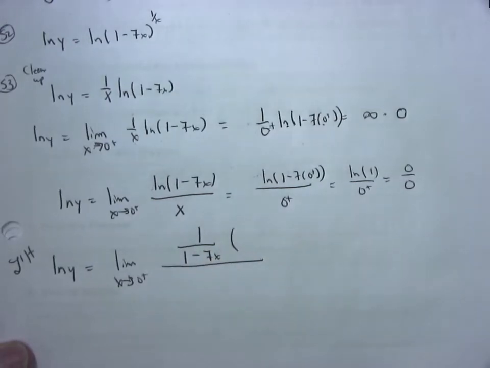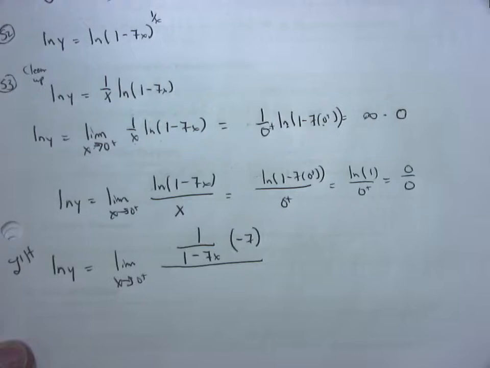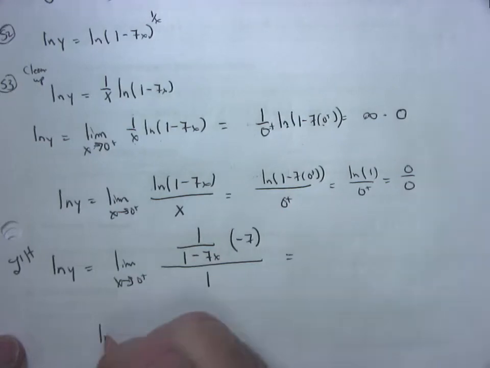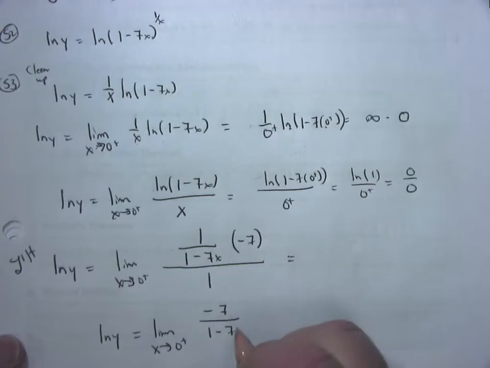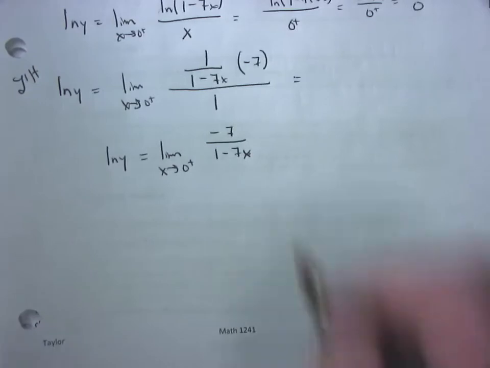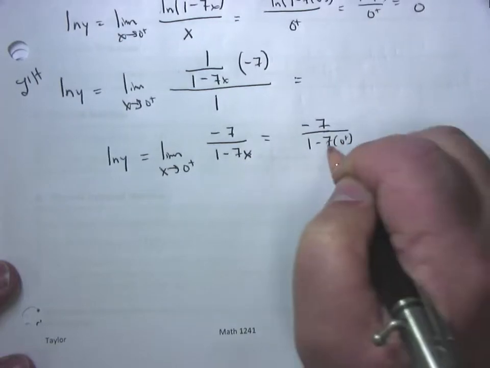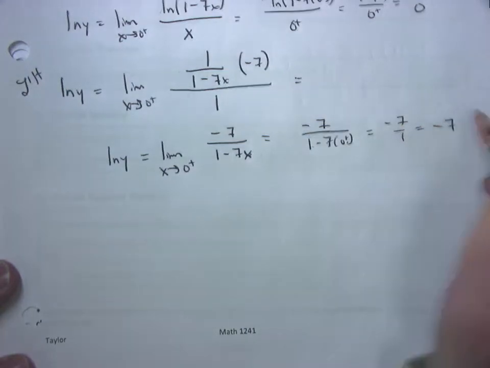What's the derivative of 1 minus 7x? Negative 7. Divided by the derivative of the denominator. What's the derivative of x with respect to x? 1. So now, clean it up. The natural log of y equals the limit as x approaches 0 on the plus side of negative 7 divided by 1 minus 7x, divided by 1. Who cares? Now, plug in 0. This will be negative 7 over 1 minus 7 times 0 on the plus side. 7 times 0 is 0, 1 minus 0 is 1, so it's negative 7 over 1, which makes it negative 7.